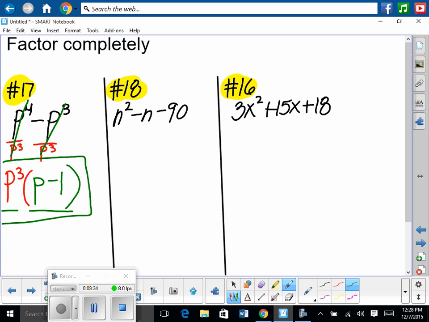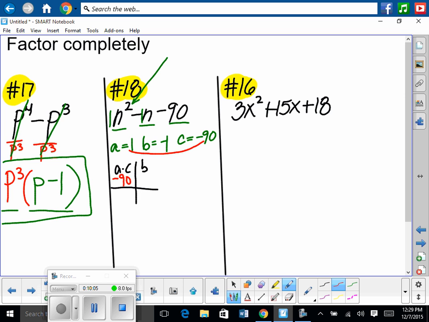N squared minus n minus 90. There's nothing in all 3 terms that can be factored out. So it looks like this is quadratic because it's degree 2. And we know how to factor quadratics. Remember that a is equal to 1, b is equal to negative 1, and then c is equal to negative 90. So we're doing what multiplies to be a times c, and adds up to be b. So a times c is 1 times negative 90. What multiplies to be negative 90 and adds up to be negative 1?